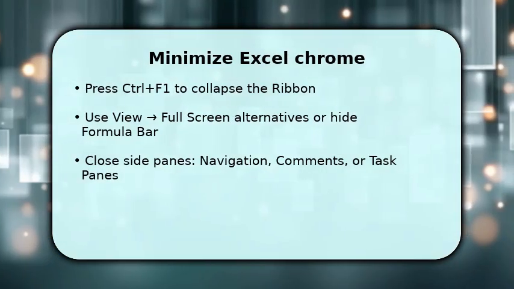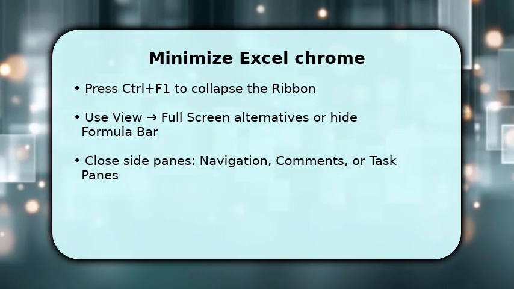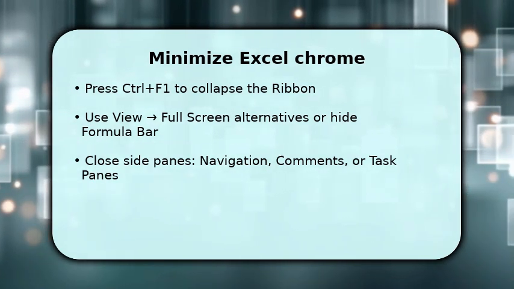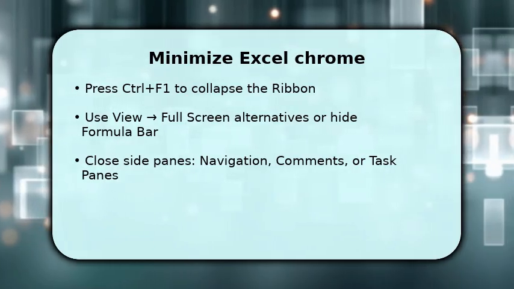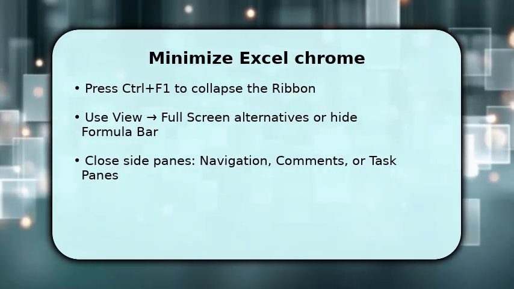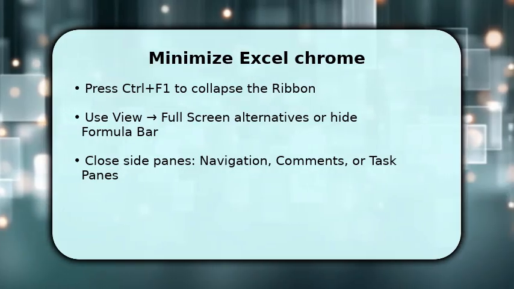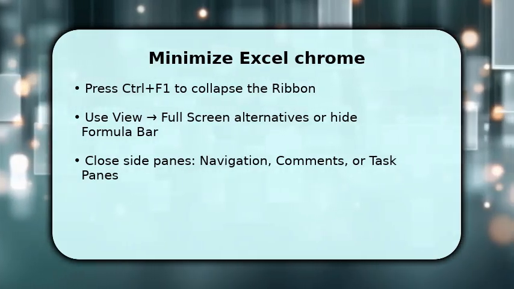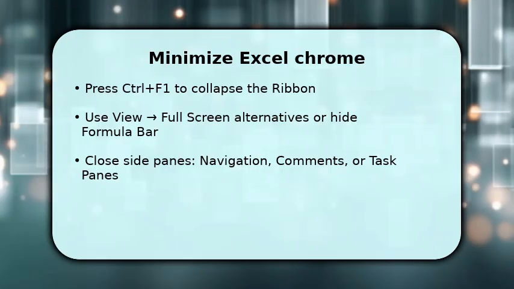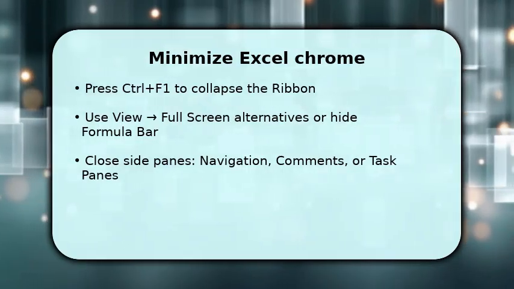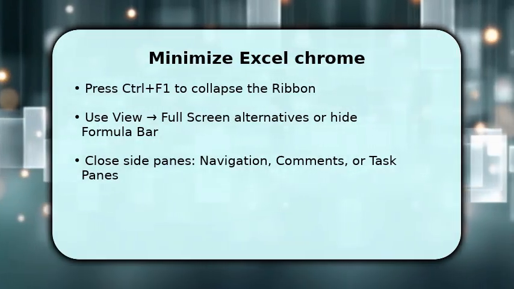Now reduce Excel's own interface so nothing competes with the workspace. You can press Ctrl plus F1 to collapse the ribbon quickly. Make sure the formula bar and any task panes are closed from the View tab. Together with the auto-hidden taskbar, this makes your workbook appear almost full screen. Make sure to move the mouse off screen to hide the taskbar.